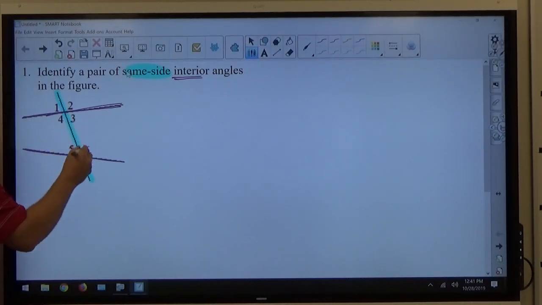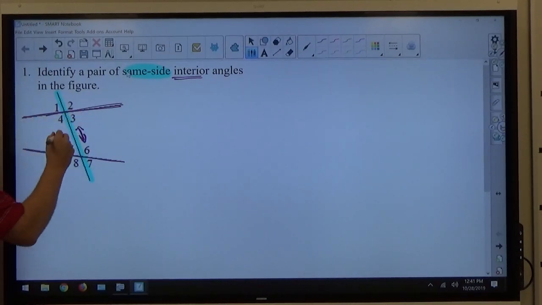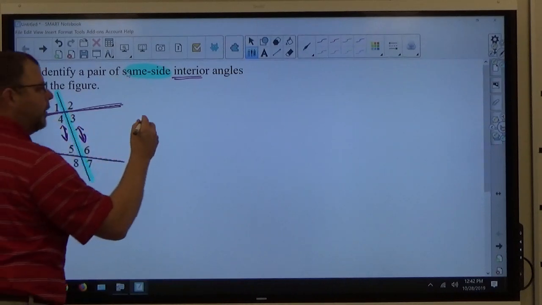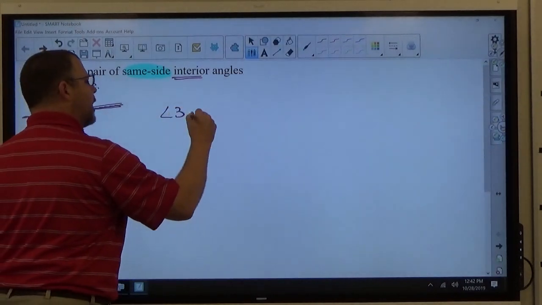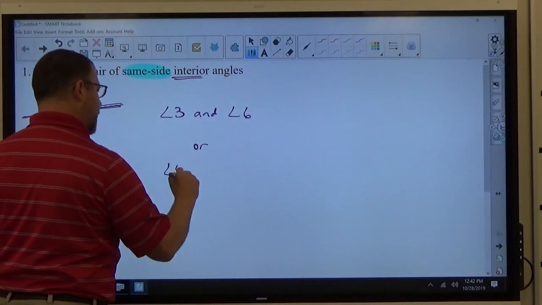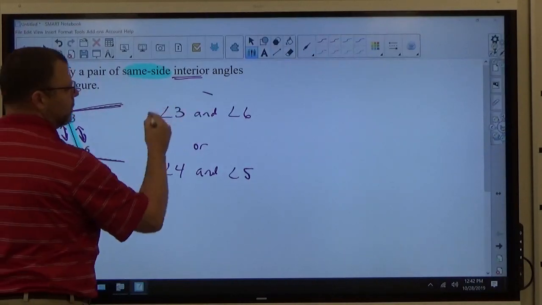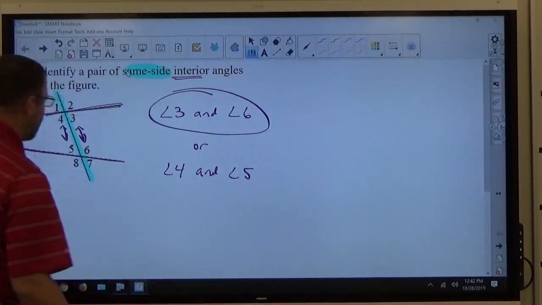So 3 and 6 are interior angles on the same side of the transversal, 4 and 5 also. So either angle 3 and angle 6, or angle 4 and angle 5. You don't need to give both answers, just one or the other. That's the one I'd go with, first one I wrote down.